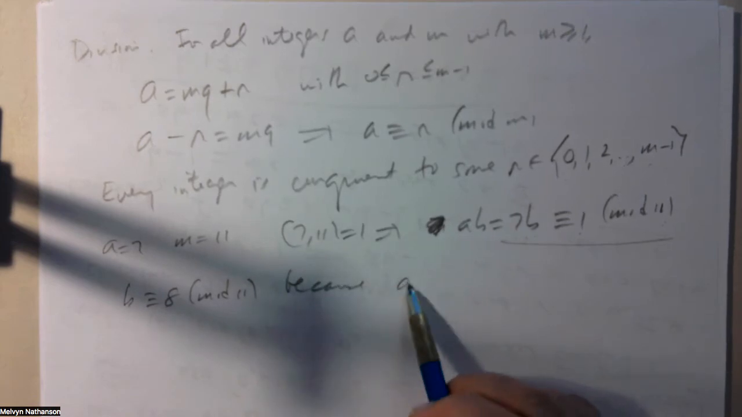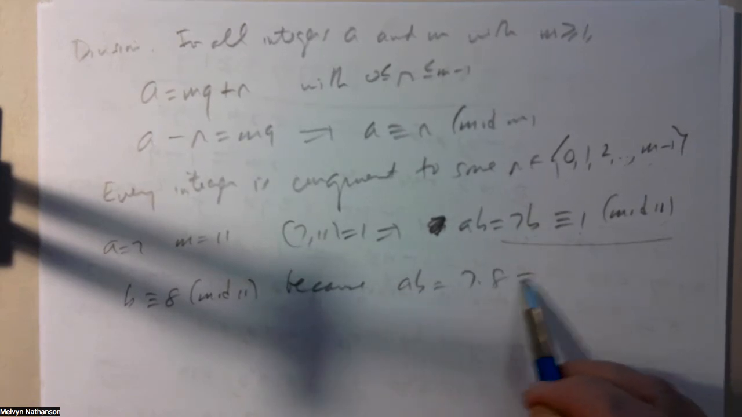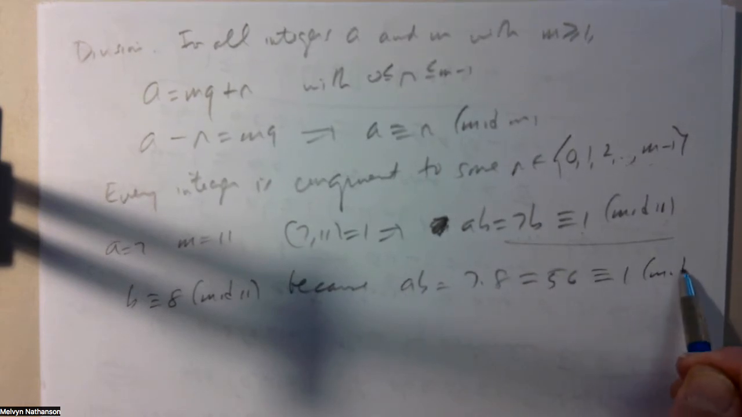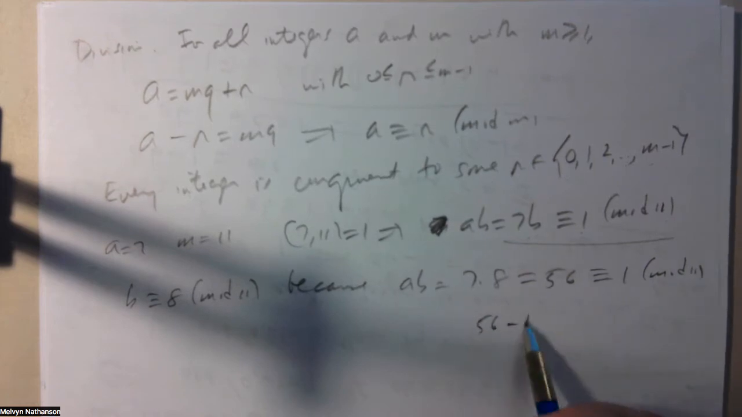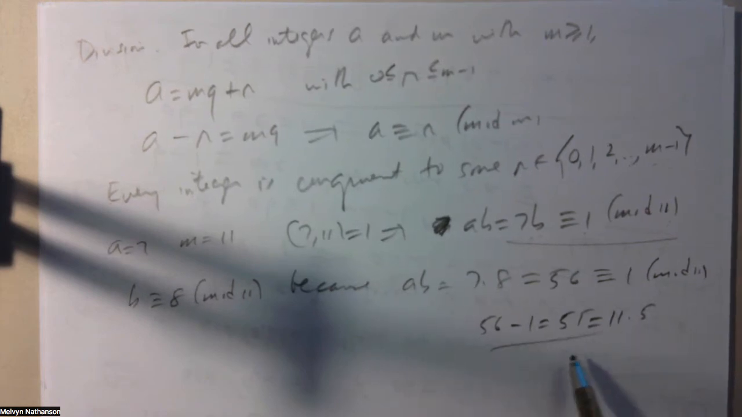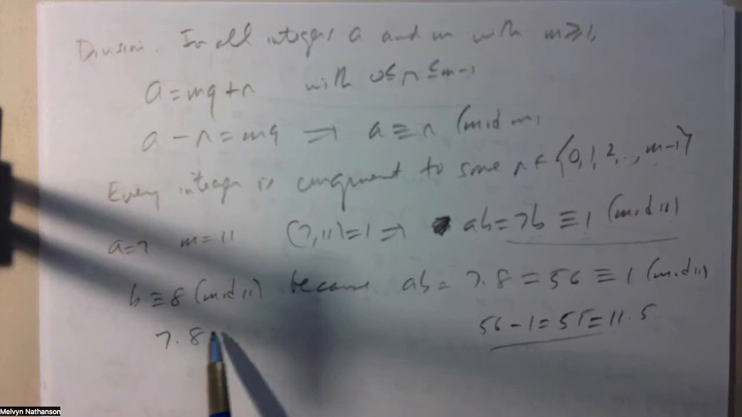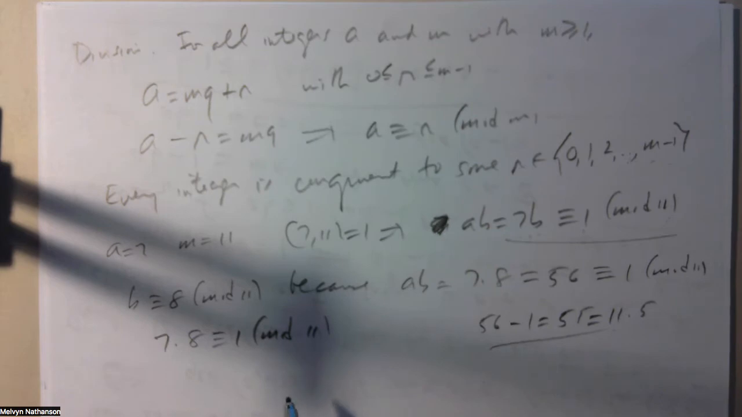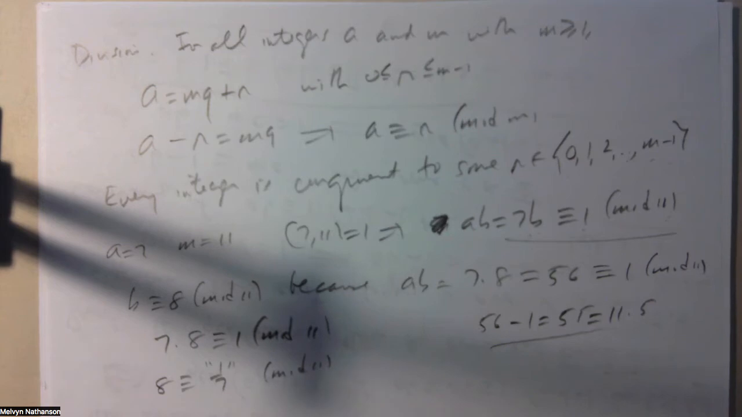Because in this case, AB, which is 7 times 8, is 56. 56 is congruent to 1 mod 11. 56 minus 1 is 55, which is a multiple of 11. It's 11 times 5. So 7 times 8 is congruent to 1 mod 11. So another way of thinking of this is that in some sense, 8 is the same as a 7th mod 11.